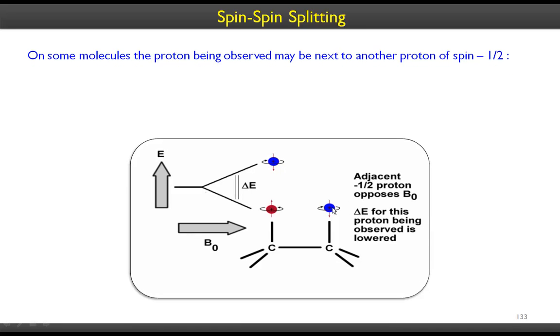Let's say you have a case where the local magnetic field of this hydrogen is opposing the external magnetic field, and as a result this nucleus experiences a lesser effective magnetic field compared to the external magnetic field, and that would cause the energy level difference to go to the lesser side. Okay, one would cause an increase in the delta E, one would cause a decrease in the delta E, because the effective magnetic field that this nucleus experiences is different.